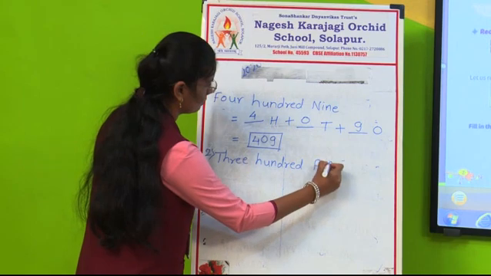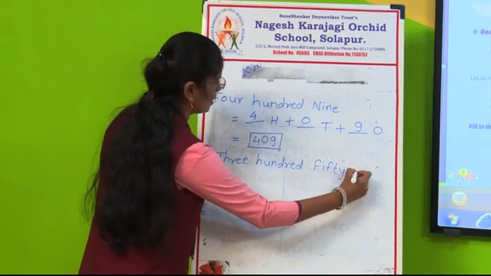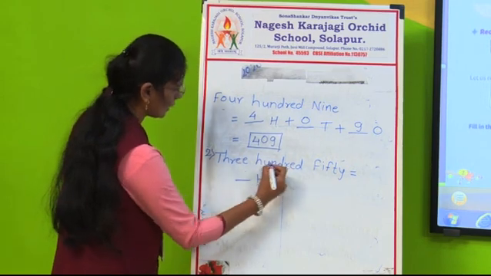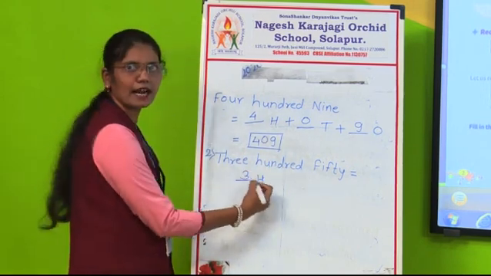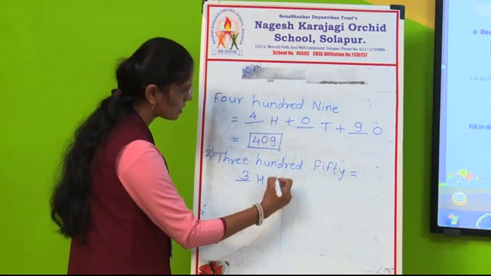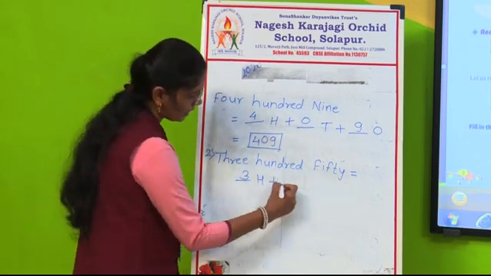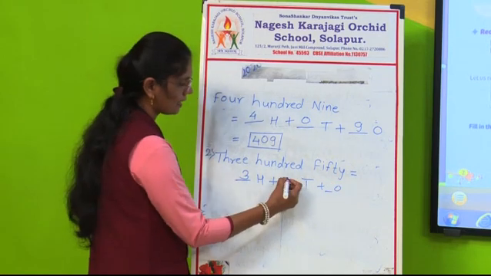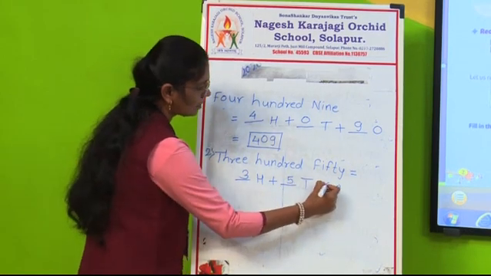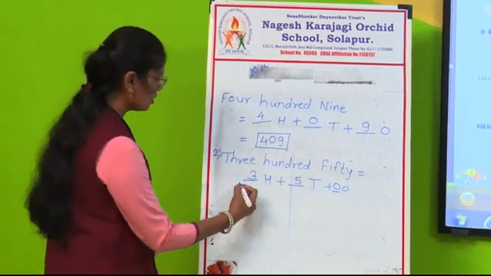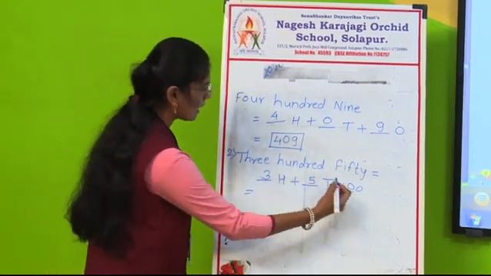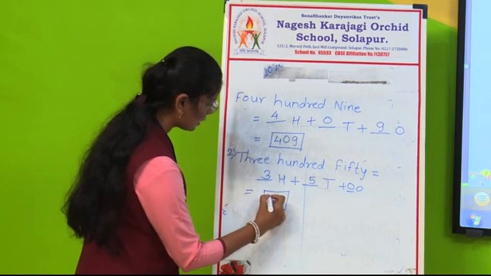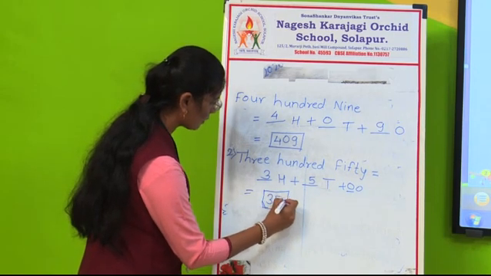350 is equal to, how many hundreds are there? 300. So we will write 3 at the hundreds place. 50 means how many tens and how many ones? Yes, 5 tens and 0 ones. So the number is 350. We will write in the given box, that is 350.